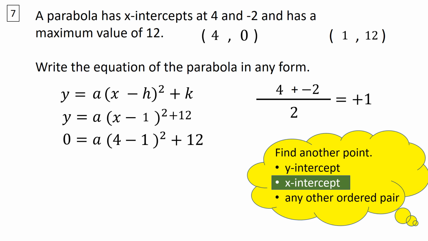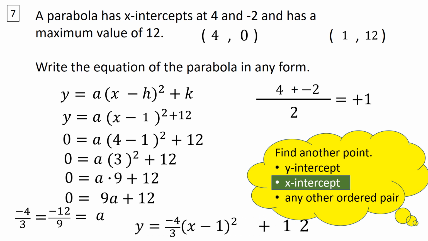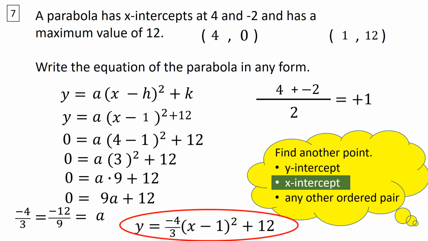And just like we did with the factored form, we just get that a by itself. A little bit of work. It's 3 squared. That's going to be a times 9 equals 12. We subtract the 12 from both sides. Divide by 9. Simplifies the exact same way, negative 4/3. So now the equation is y equals negative 4/3 times x minus 1 squared plus 12. It said any form, so we can do that.